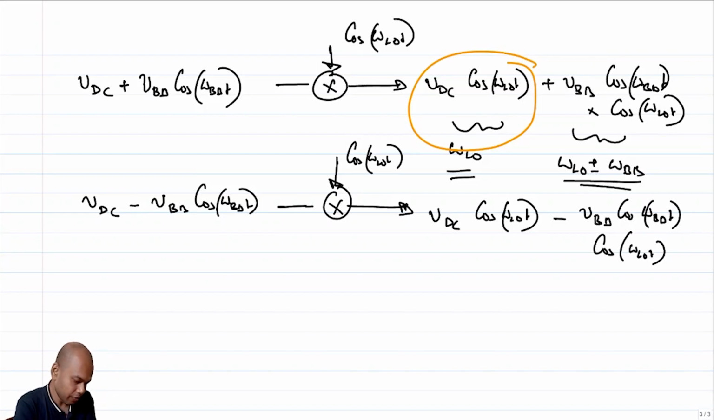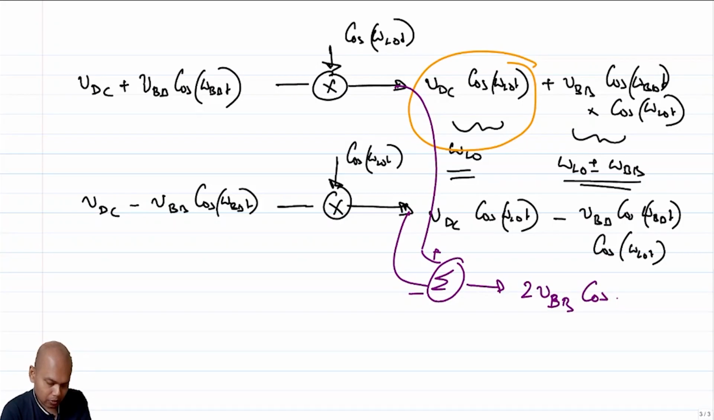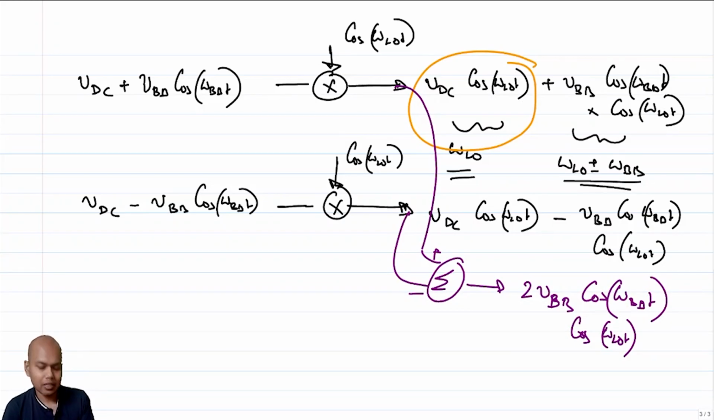Now if I take this and do a subtraction of these two, what do I get? The VDC term cancels out, and I am only left with 2 VBB cosine omega BB t times cosine omega LO t. So this does not have any signal at omega LO. This is the equivalent of a double balanced mixer on the transmitter side. So no omega LO.